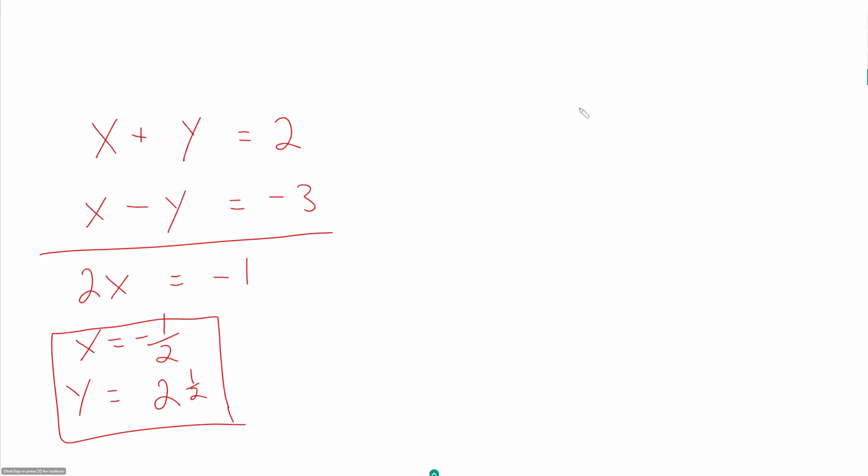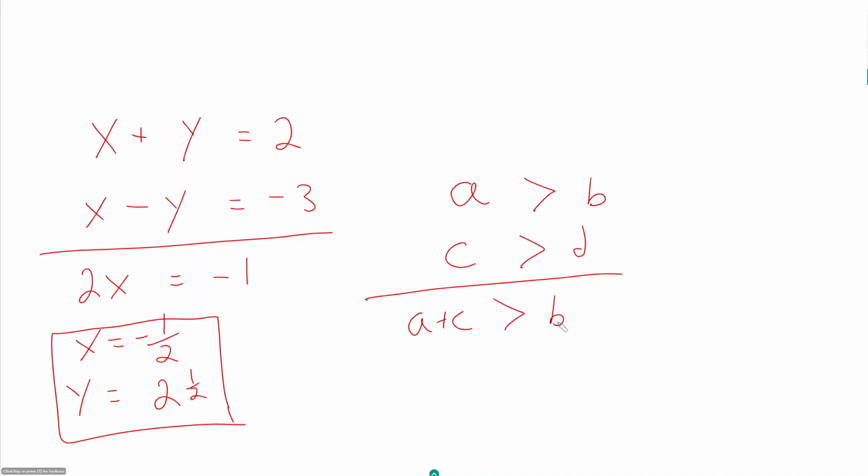What people don't often know, though, is you can do the same thing with inequalities, just with a few more restrictions. And so really the rule I know is that you can always add inequalities as long as their sign is facing the same direction. And so if I have A is greater than B and C is greater than D, the sign is facing the same direction here, I can always add these two inequalities to give me A plus C is greater than B plus D.